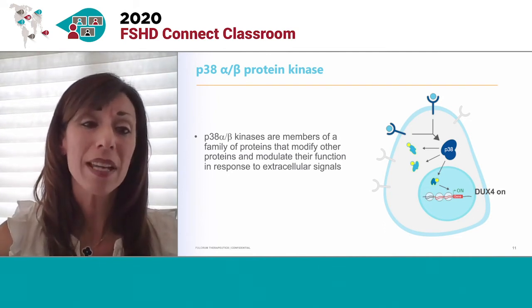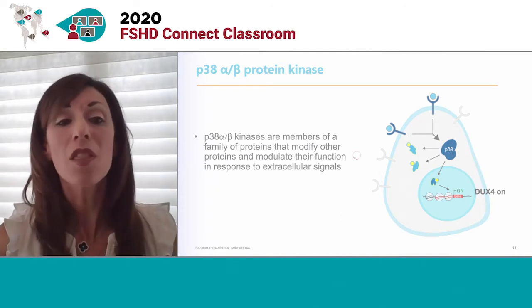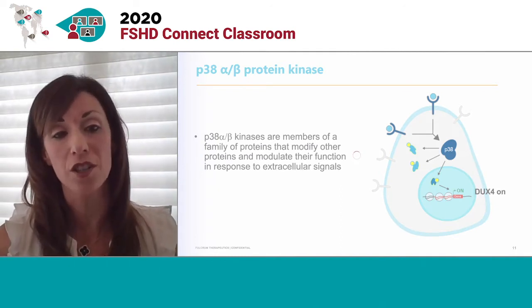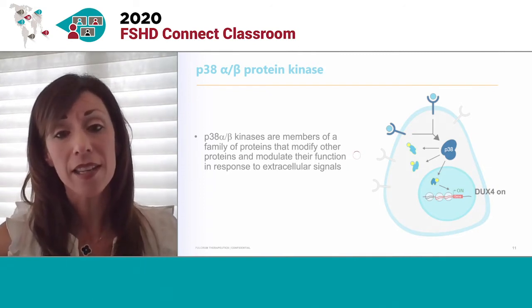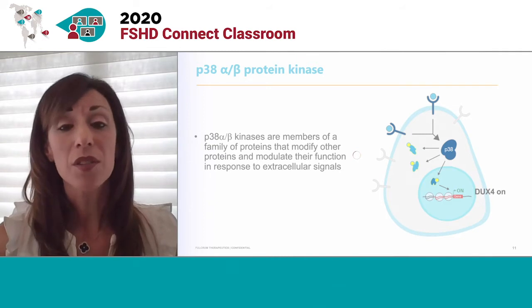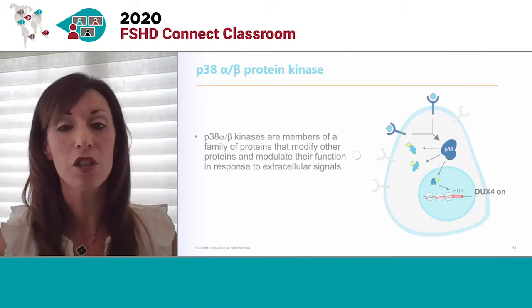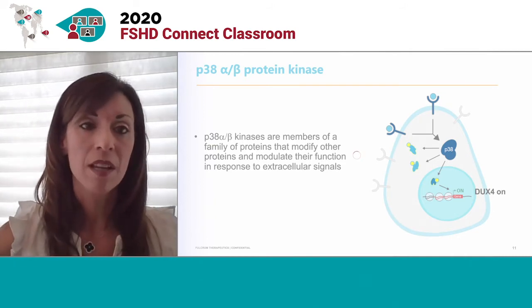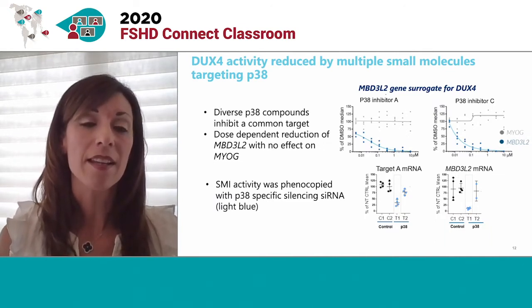And P38 alpha and beta kinases are members of a family of proteins that modify other proteins and modulate their function in response to extracellular signals. So in this case, the P38 phosphorylates proteins that then regulate DUX4 expression in the genome and turn it on essentially. But in order to validate that, we have to take a look at the P38 pathway and its role in the regulation of DUX4 expression.